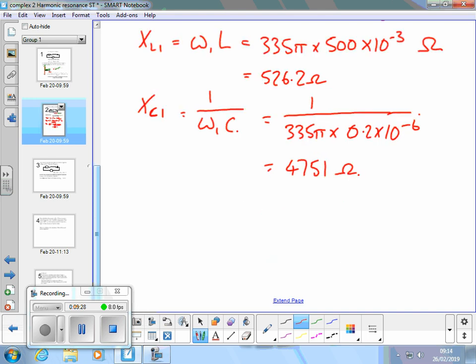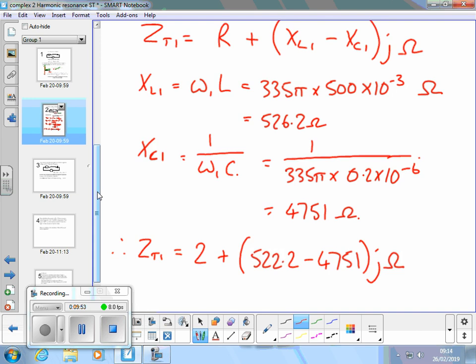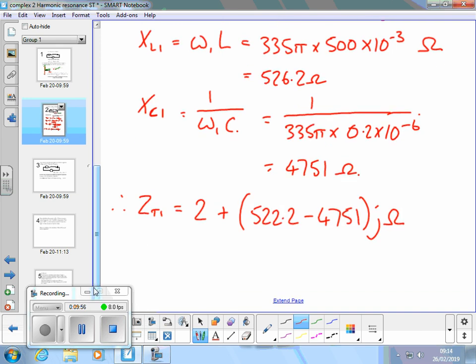Alright, so therefore ZT1 is equal to the resistance, which is 2 ohms, is it? Yeah. Plus 526.2 minus 4751 j ohms. Right.